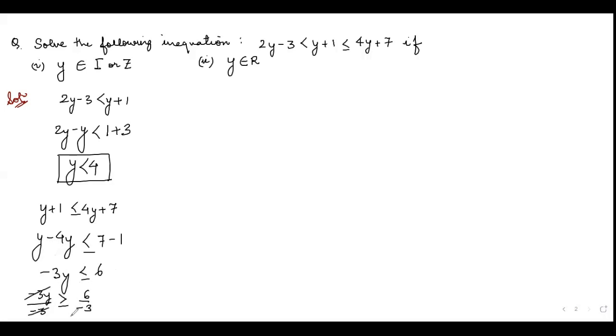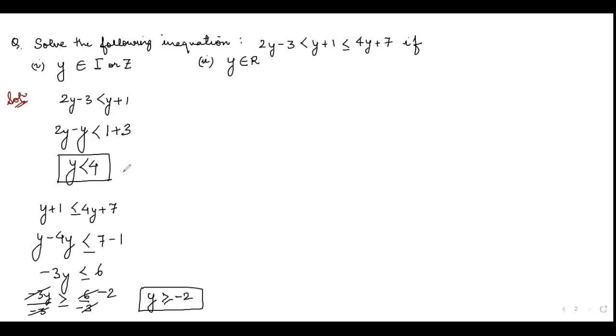So minus 3 gone. Here we have minus 2. So in the next step, what we will write? What we are getting? y. Here we have y greater than or equal to minus 2. This is what we have got.